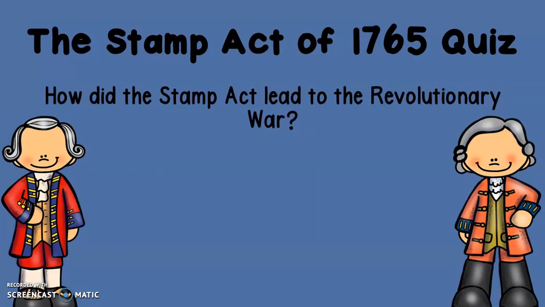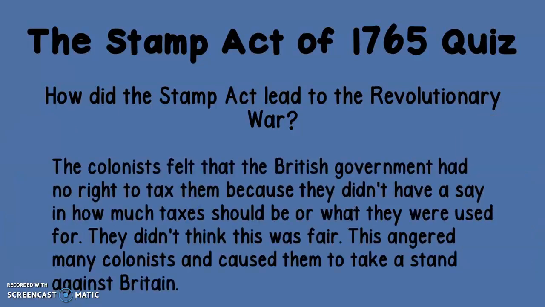How did the Stamp Act help lead to the Revolutionary War? The colonists felt that the British government had no right to tax them because they didn't have a say in how much taxes should be or what they were going to be used for. And they didn't think it was fair, so they were very angry, and it caused them to come together to take a stand against Britain.